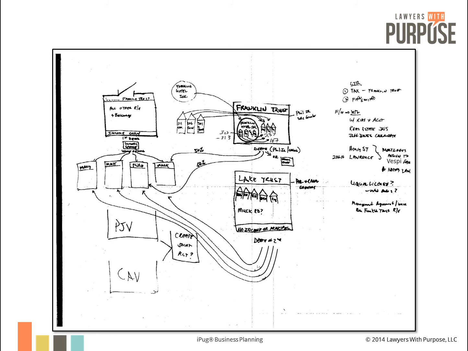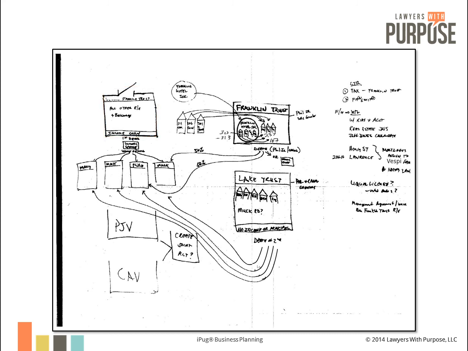Dave suggested that they create a Franklin Trust and a Lake Trust. They would take some properties and put them directly in the Franklin Trust. They would take some other properties and put them in the corporation inside the Franklin Trust, and then they would put other property in the Lake Trust. The Franklin Trust and Lake Trust were both single-purpose IPUGs. Again, the Family Trust was the master IPUG.